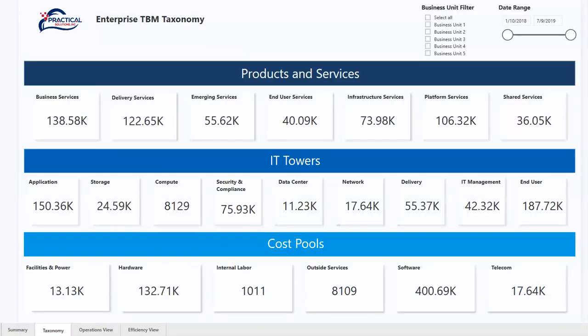The taxonomy view reflects IT spending under the standard TBM taxonomy structure. If your organization follows the TBM taxonomy closely, this view quickly shows where your IT dollars are allocated within this taxonomy.